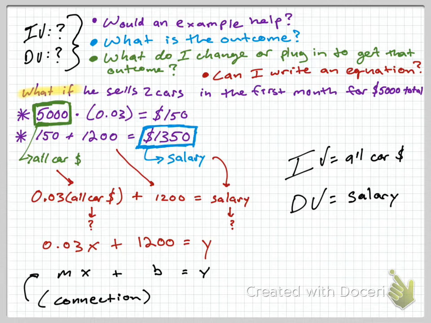Nowhere in the problem, but I just made it up so I can move forward in the problem and see what happens, right? So if he sells 2 cars, by the rules, it's 5,000 times 0.03, which is 3%, right? That's 3%, because 0.3 would be 30%. And if I do that, I get 150. That's his commission, right?